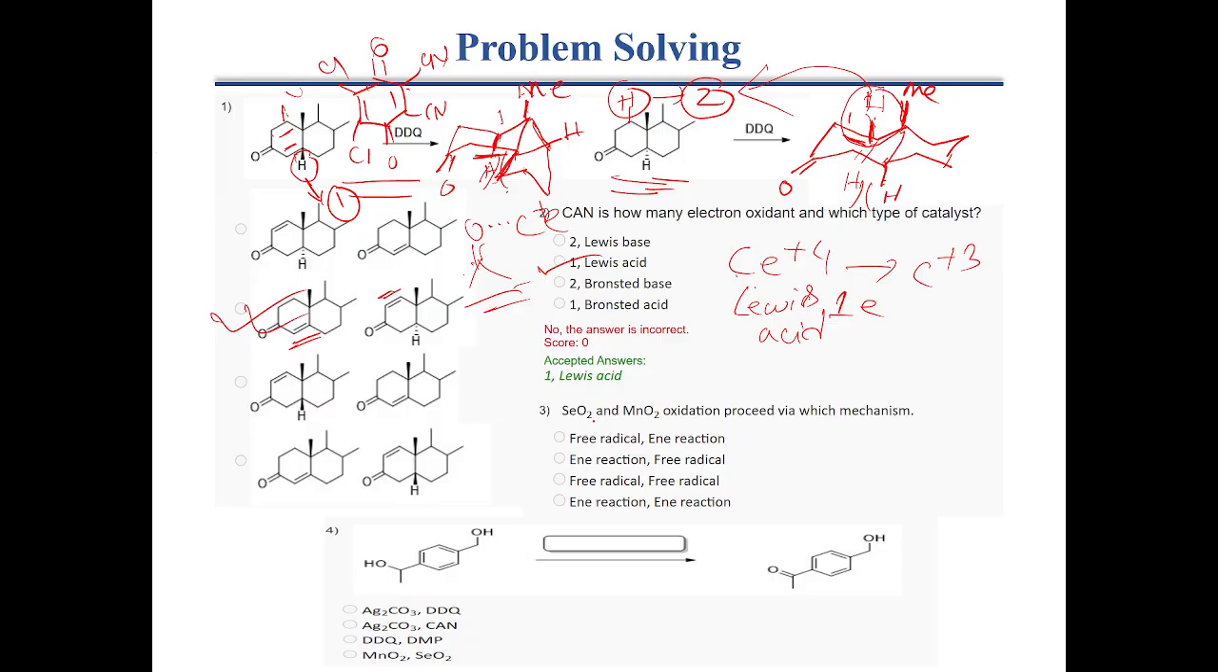The next question is: selenium dioxide and manganese dioxide oxidation proceed via which mechanism? We previously discussed that selenium dioxide goes through a [2,3]-sigmatropic rearrangement, whereas manganese dioxide proceeds through a free radical pathway.